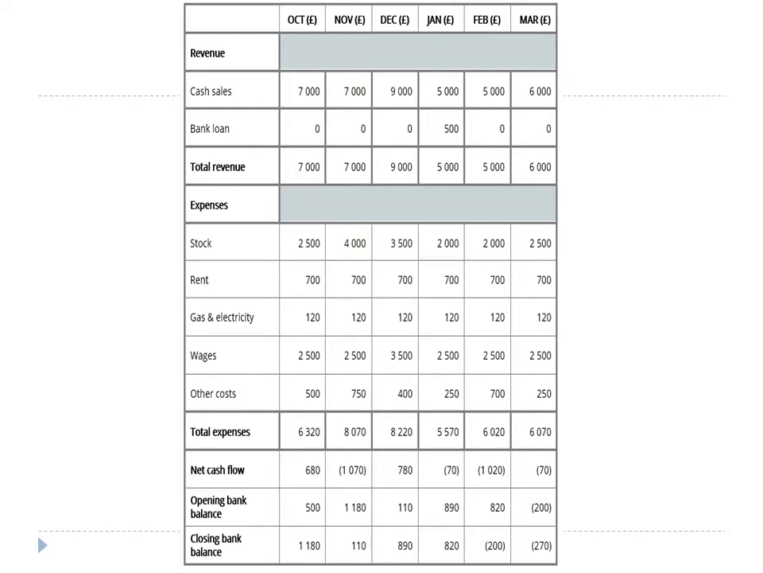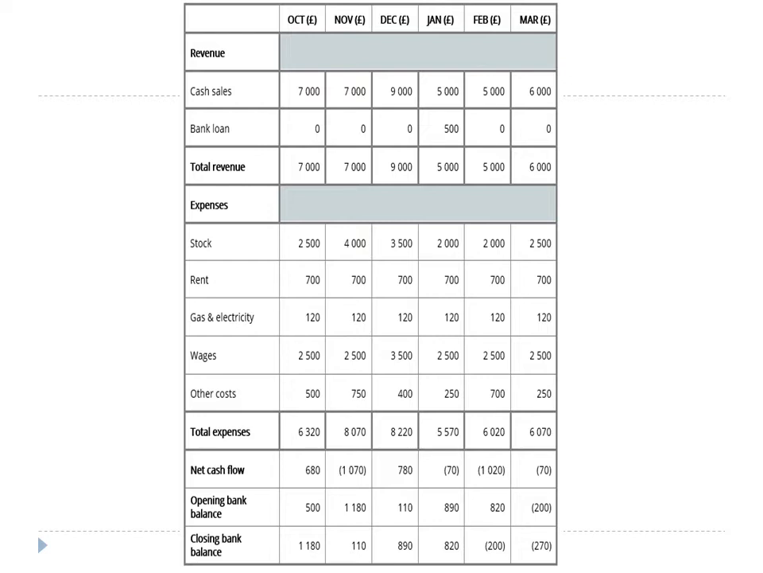Okay, we looked at October, so let's have a look at November now. We can start to see problems because if we look at the total revenue, 7,000, our total expenses have gone up now to 8,070. So our expenses, our outflows, are much greater than our inflows, which means that during the month we have lost 1,070 in cash.